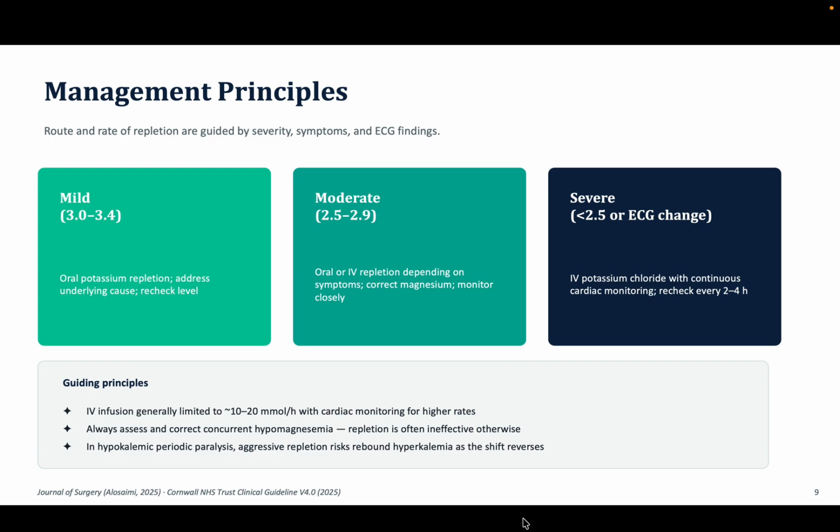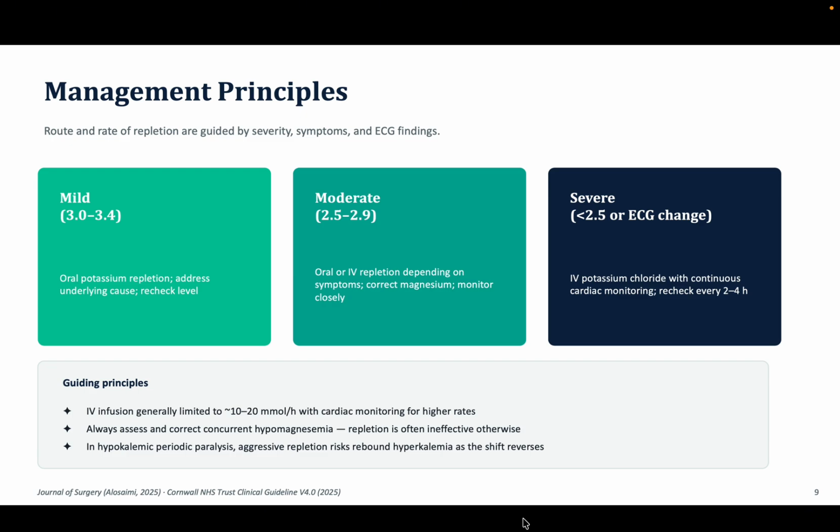For moderate hypokalemia, that is potassium level 2.5 to 2.9, oral or IV replacement depending on symptoms should be done. Magnesium should be checked and corrected, and close monitoring should be done. And for severe cases, IV potassium chloride with continuous cardiac monitoring should be done, and it should be checked every 2 to 4 hours until correction is done.